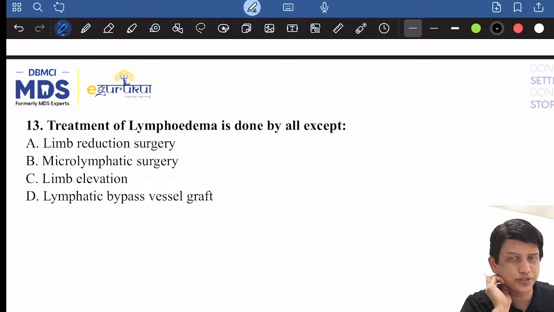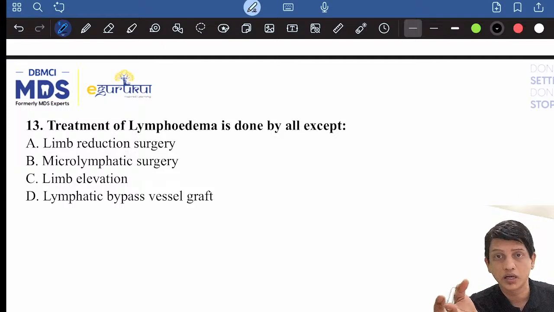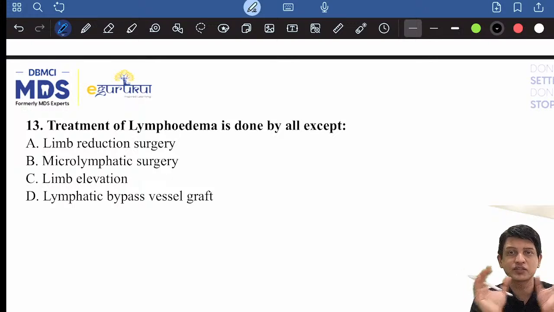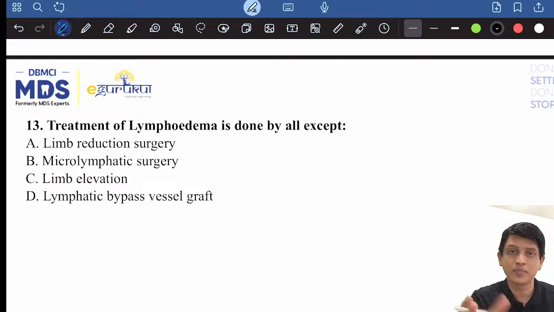I think I have discussed this question in your group. The answer given in your books is wrong. It's not limb reduction surgery. Limb reduction surgery is done. In fact, I discussed this in thyroid, when explaining cyst trunk surgery for thyroglossal cyst. Where else do you do cyst trunk surgery? That is in lymphedema. It means reduction: the excessive tissue that is deposited, you remove it to reduce the girth of the limb. So limb reduction surgery is done, micro lymphatic surgery is done, limb elevation is common.